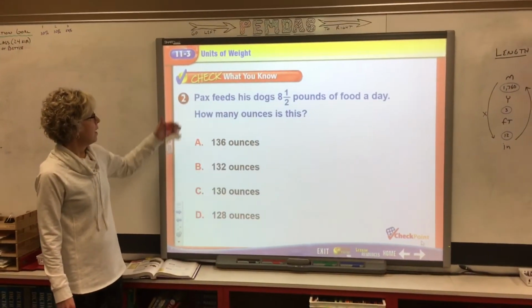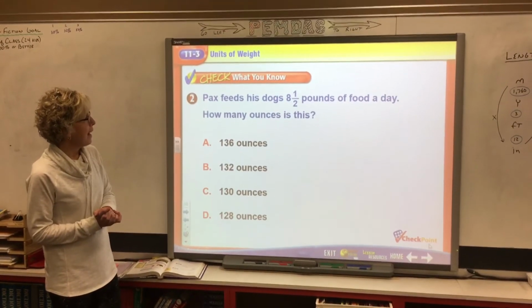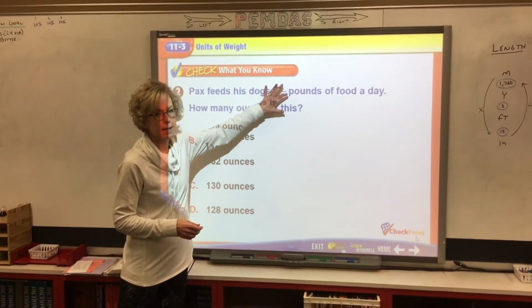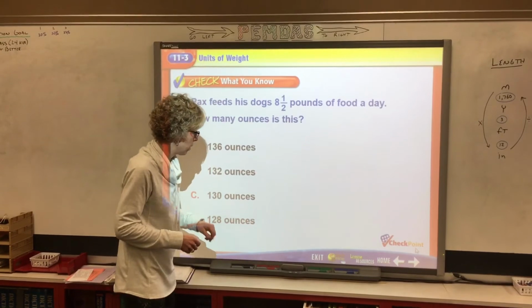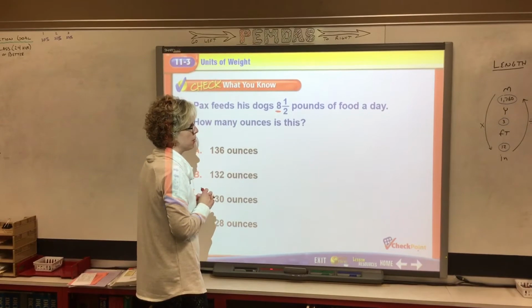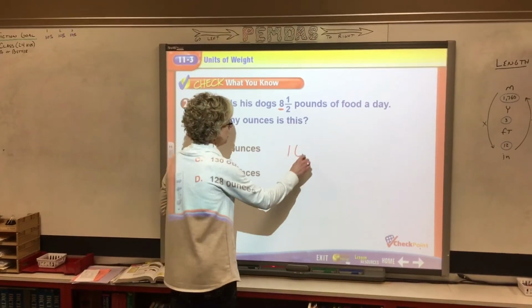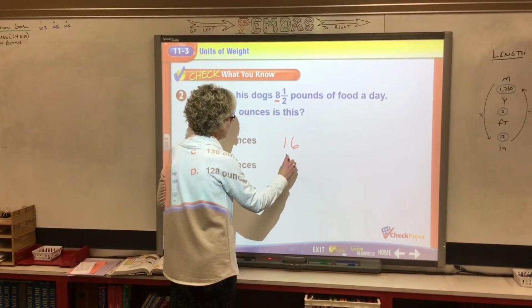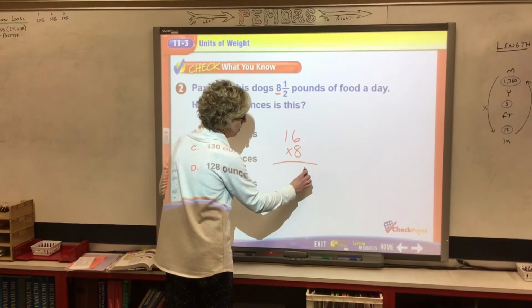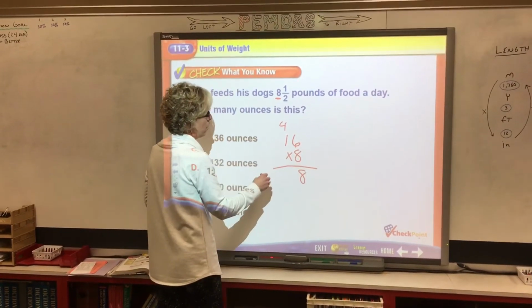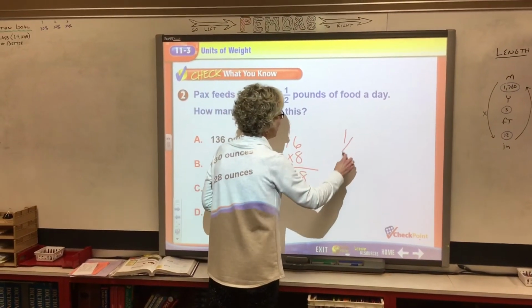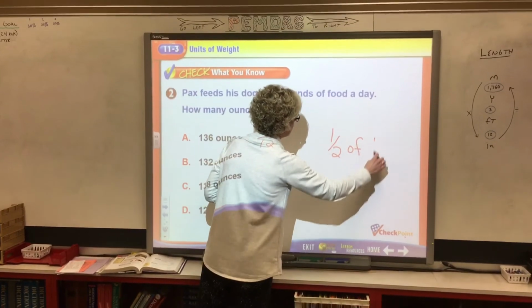Pax feeds his dogs 8.5 pounds of food a day. How many ounces of food is this? Again, we're going to apply that same method to this mixed number. So what I would suggest doing is figuring out how many ounces 8 pounds is. So we would take the 16 ounces per pound times the number of pounds we have. So 16 times 8, you know 6 times 8 is 48. Carry my 4, 8 times 1 is 8, plus 4 is 12.